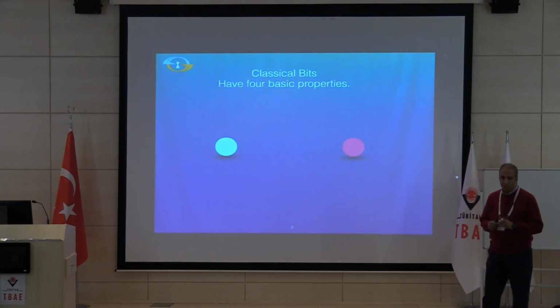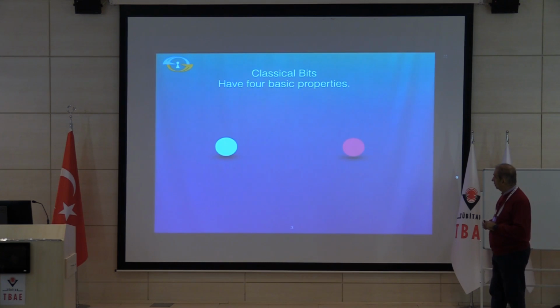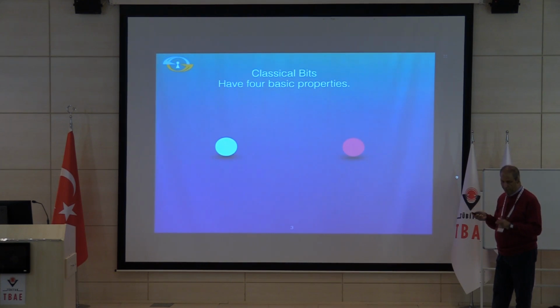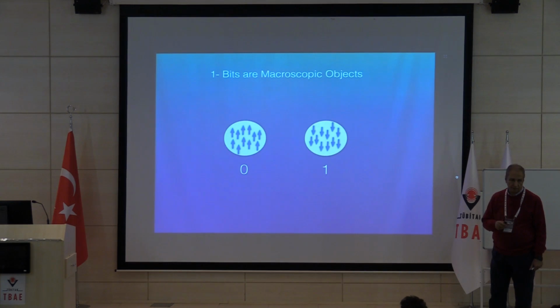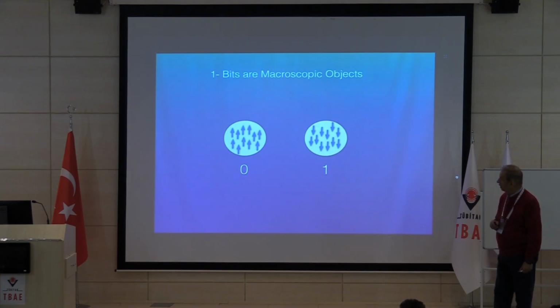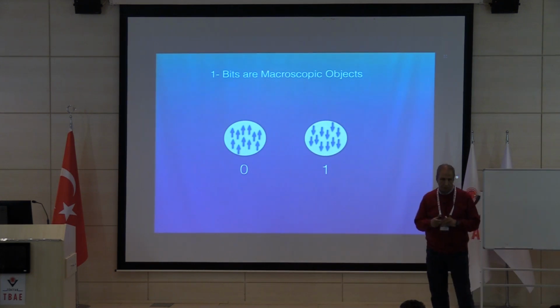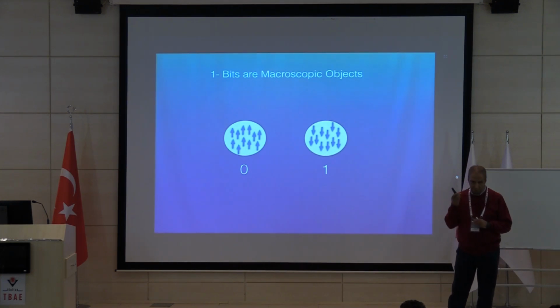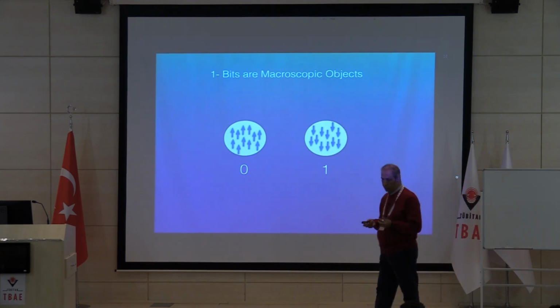Classical bits have 4 basic good properties. These are the bits. One of them is 0, the other one is 1. These are classical bits. And why? They have good characteristics. The first one is that bits are macroscopic objects. They are not macroscopic in size, but on the atomic level, they are macroscopic.